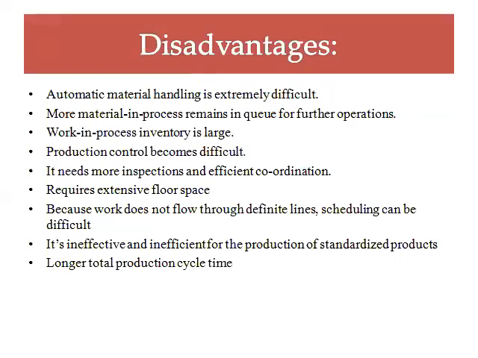In terms of disadvantages, automatic material handling is extremely difficult. More material in process remains in queue for further operations. Work in process inventory is very large. Production control becomes very difficult. It needs more inspections and efficient coordination. It requires extensive floor space because work done does not follow definite lines. Here, scheduling can be difficult. It is ineffective and inefficient for the production of standardized products. Here, longer total production cycle time exists.